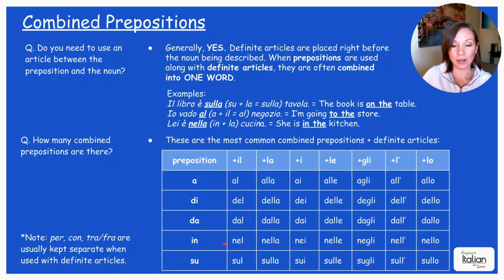In, so in we add an E, okay, we basically change the order of in to NE, and then we add on our endings here. So we have nel, nella, nei, nelle, negli, nel, and nello. And finally, we have su. So we have sul, sulla, sui, sulle, sugli, sul, and sullo.